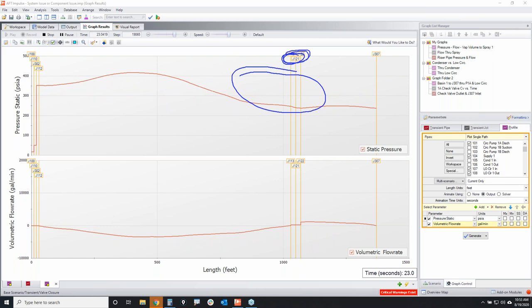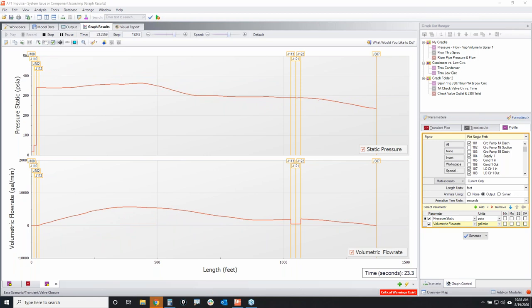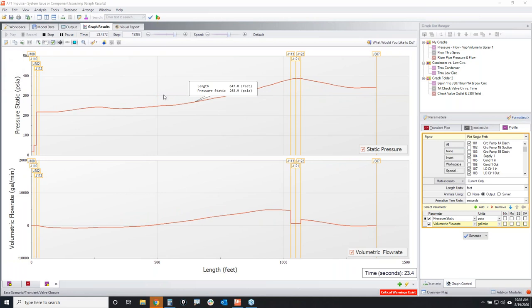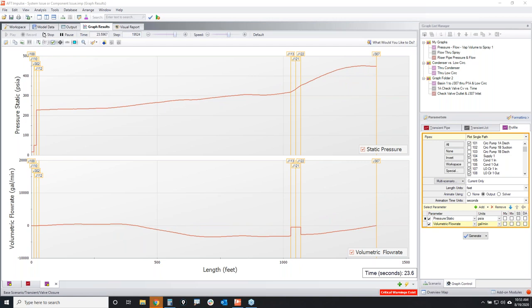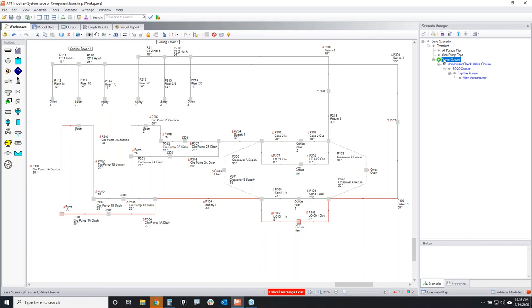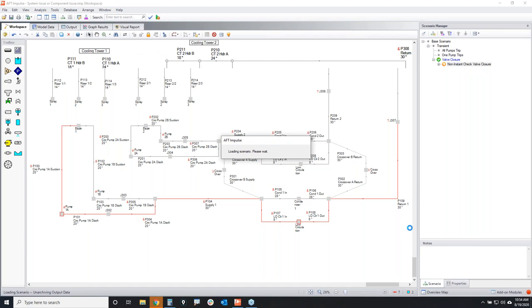And so this is where that wave is just going to keep bouncing back and forth until we let the simulation go to several minutes to where it starts to calm itself down. Maybe it takes a long time. So that's basically what's happening in the worst case scenario where we do a valve closure. The second scenario that I did was a non-instant check valve closure.